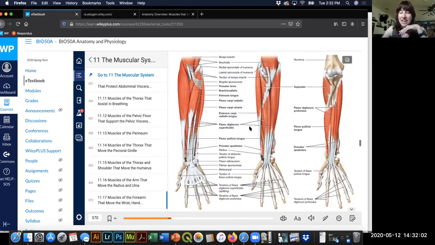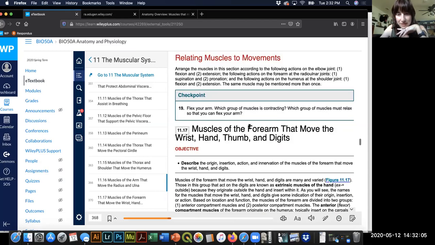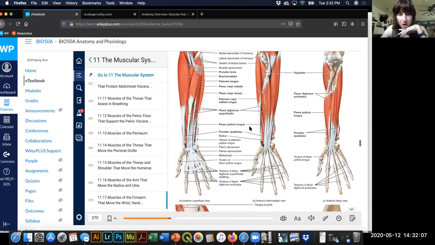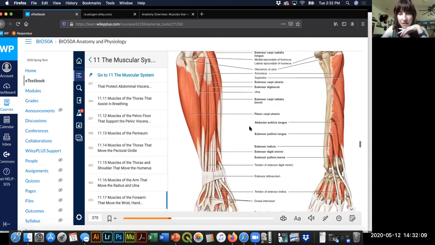So this is actually a really nice view. This is all of our lower arm muscles. So let's dive into these.